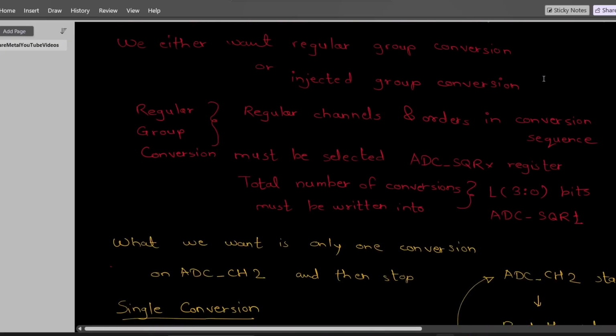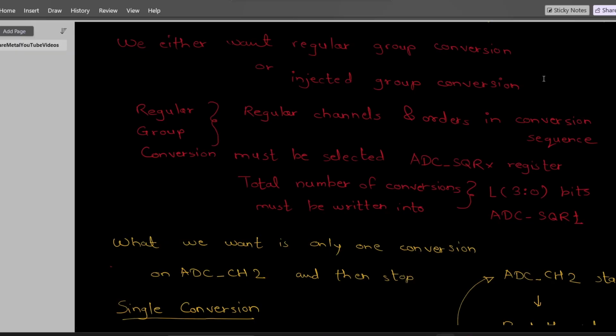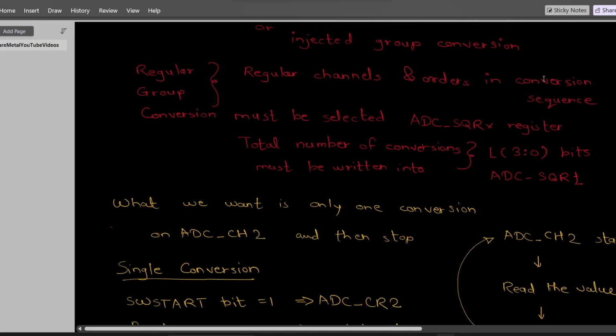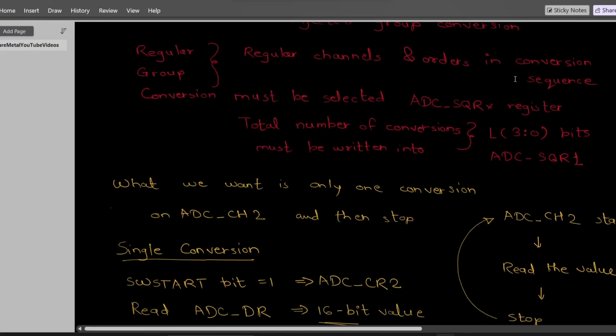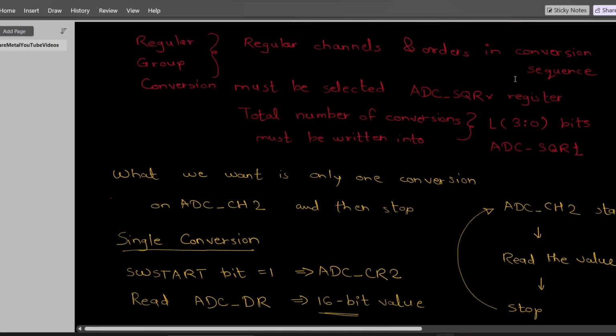As we have seen in the datasheet, there are various modes: continuous mode, single shot, single conversion, continuous conversion, scan mode, and multiple channels configured. For this tutorial we are going to use regular group single conversion. So regular groups, regular channels, and orders in the conversion sequence.